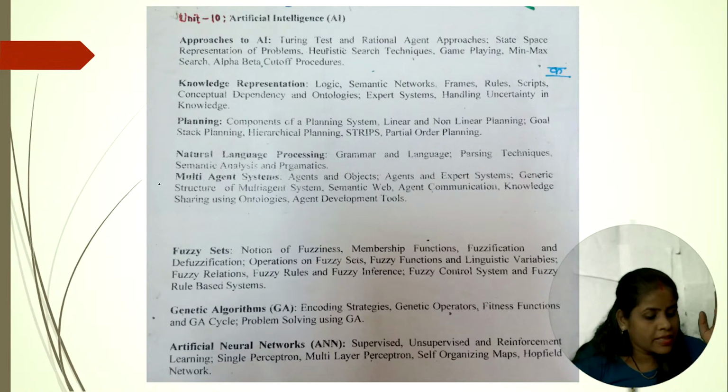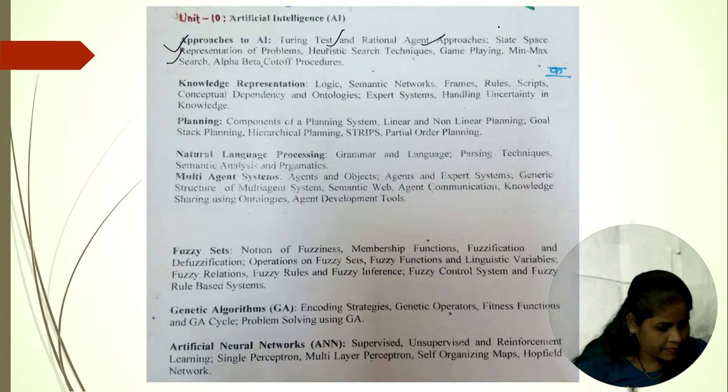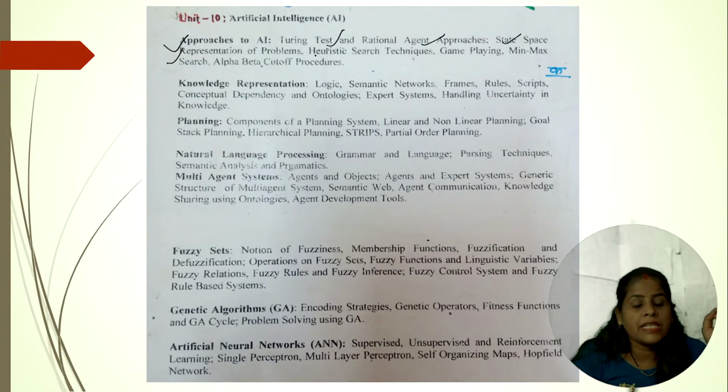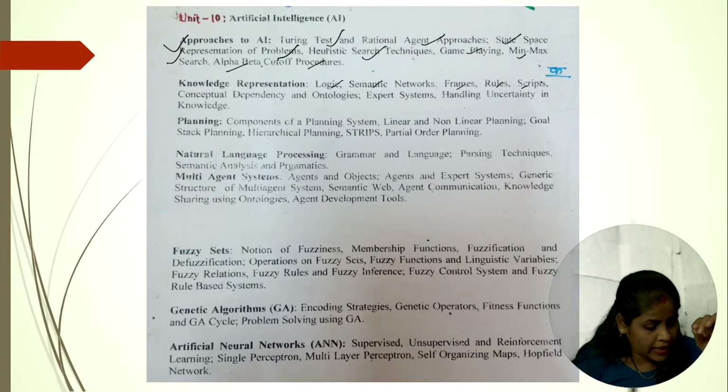Now see the syllabus in detail. Approaches to AI. As earlier I have told you, approaches to AI means the Turing test, rational agent approaches, and state space representation of problems. Heuristic search technique, game playing, min max search, alpha beta cutoff procedure. Knowledge representation, logic, semantic network, frames, rules, script. It is very important. Script.